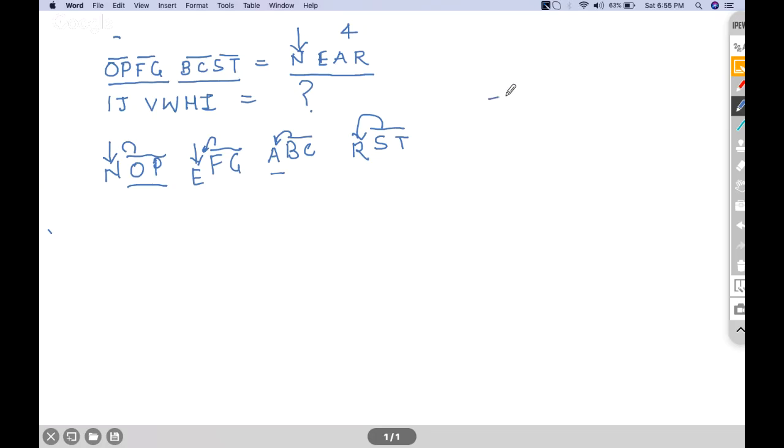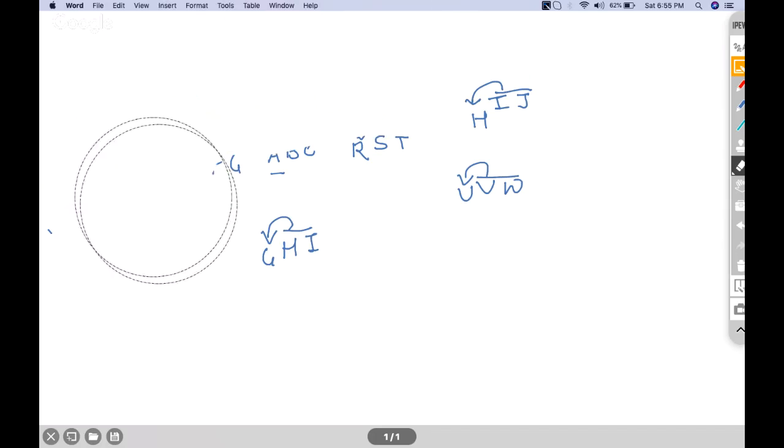Now here, I will follow the same pattern. So IJ would be replaced with what? It will be replaced with H. H is coming before I, so I will write H here. VW, so V, before V what comes? U comes, so I'll write U. And then I have HI, the third pair. Before I comes H, so I'll write G. So it would be HUG as my code.